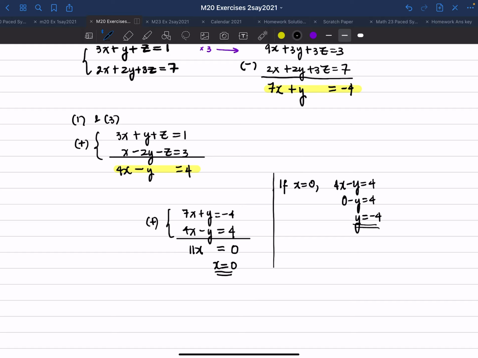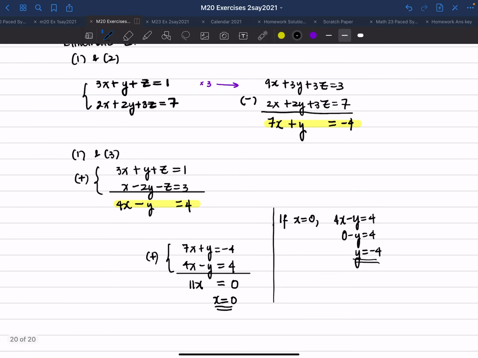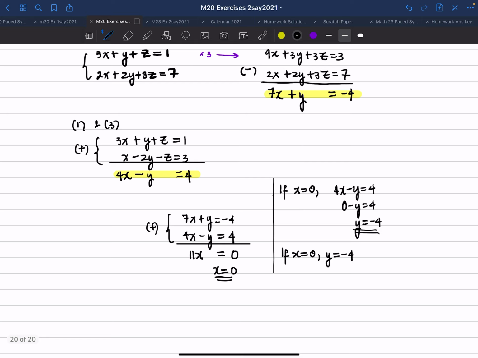And then finally, you pick an equation which has 3 variables in it. Kahit sino dyan, any one of them will do. Let's try to pick this one. And substitute x equal to 0 and y equal to negative 4. So we have 3x plus y plus z equal to 1. 3 plus 0 minus 4 plus z is 1, which is negative 4 plus z is 1. So z is 1 plus 4, which is 5.